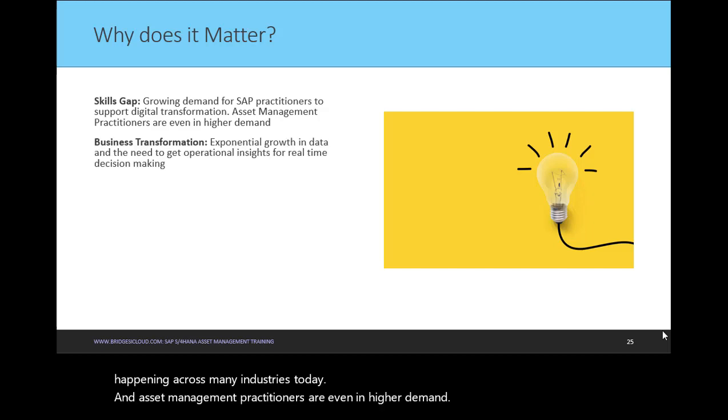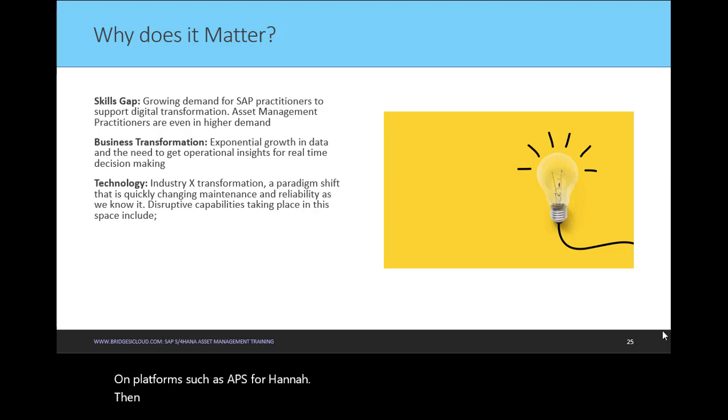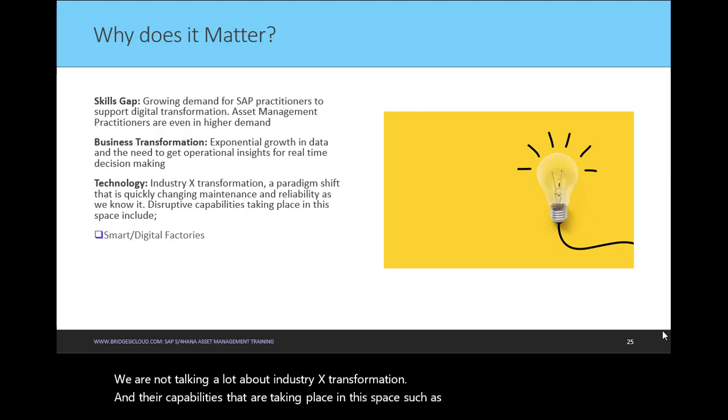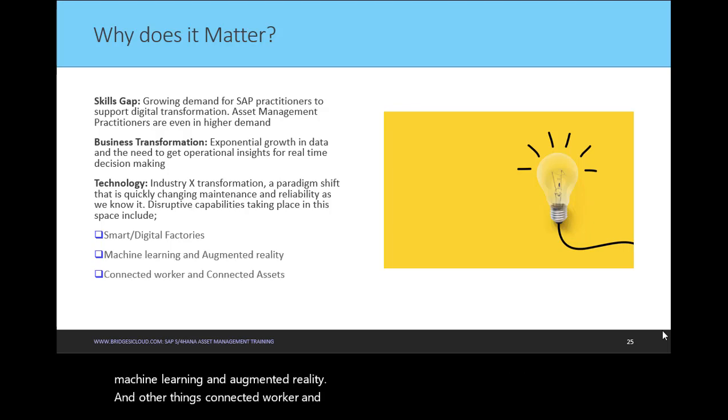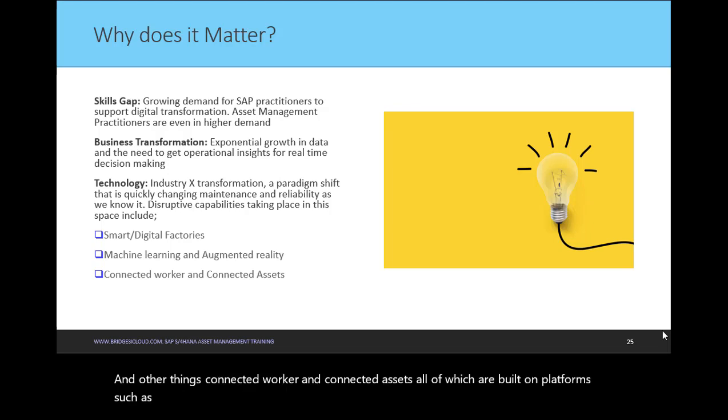We have seen business transformation taking place across many industries, and most of these transformations are built on platforms such as SAP S/4HANA. Then there's a technology where we are now talking a lot about Industry X transformation, and there are capabilities that are taking place in this space, such as smart and digital factories, machine learning and augmented reality, and other things like connected worker and connected assets, all of which are built on platforms such as SAP S/4HANA.